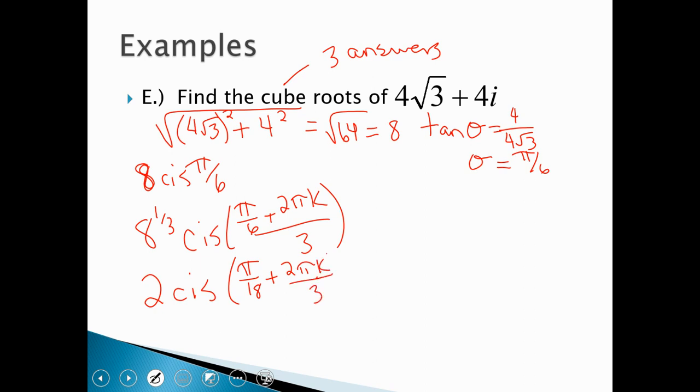So we're going to be adding 2/3 to pi over 18. So we're going to have 3 answers. The first one is where k is equal to 0. And so it's the simplest answer, 2 cis pi over 18.